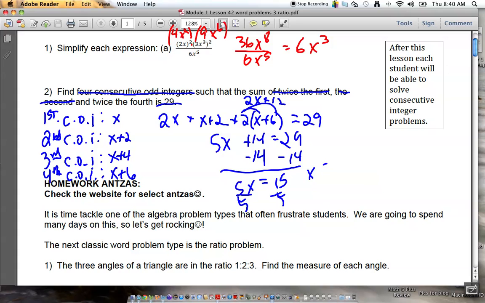Dividing by 5, x is 3. Yes? What do you do with the third one? Nothing. It's not in the... and I forgot to cross this out. If it had said something about the third one, I would use it.